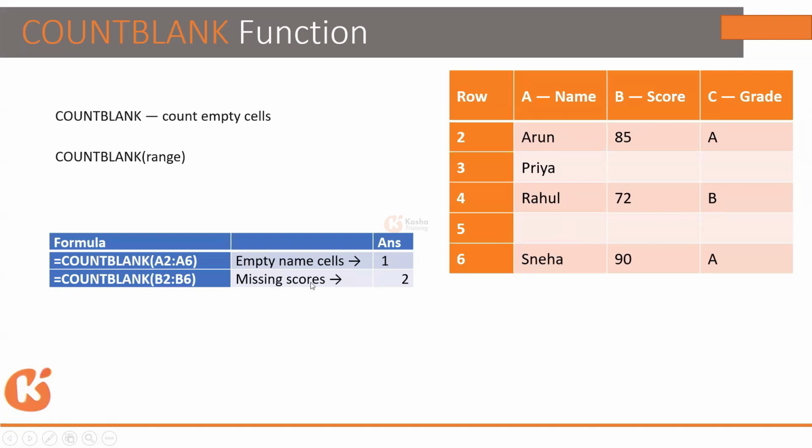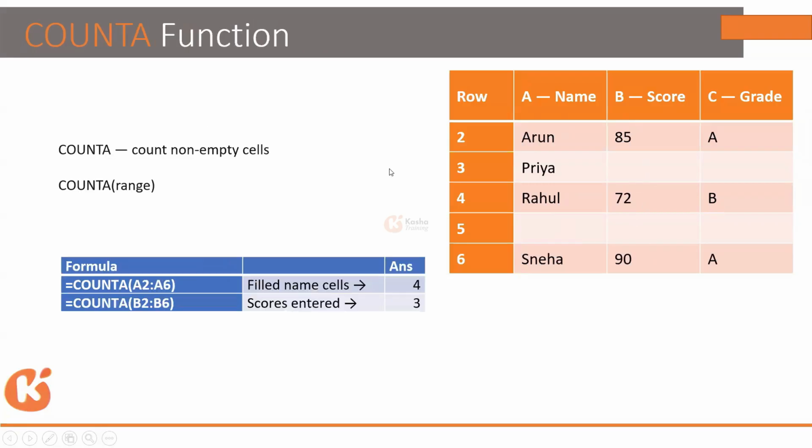And the missing one is score. Score also has two missing values. So COUNTBLANK B2 to B6 is giving you the two. So we can also see that here there is a two, the data which is missing.